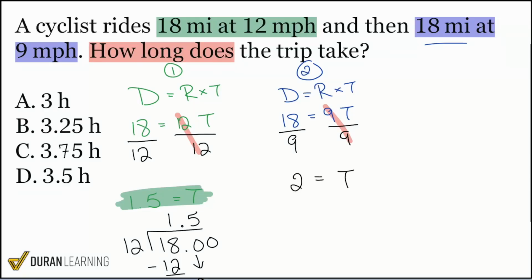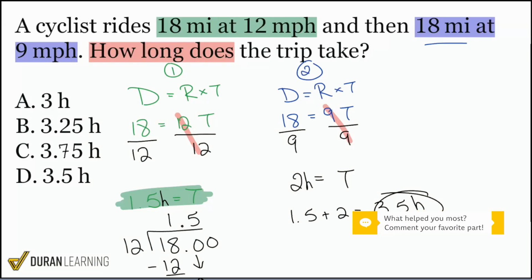So there it is. We have 2 hours for that second part, 1.5 hours for the first part. When we add these two together, that will give us 1.5 plus 2 equals 3.5 hours. And there we are, my party people. That is what's going to give us answer choice D as the correct answer. And we're all good with a problem that seemed complicated at first.